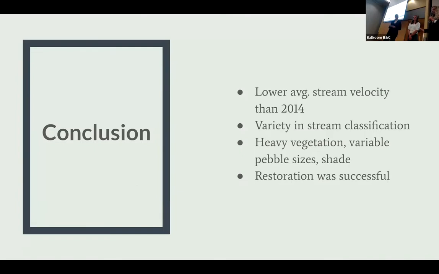For example, the sockeye salmon didn't make it last year on the Columbia River run due to heat sensitivity during the heat wave. And then from a holistic point of view, the restoration was successful. Not only did it provide positive rearing and spawning habitat for the fish, it also provided many different habitats for other organisms to thrive.